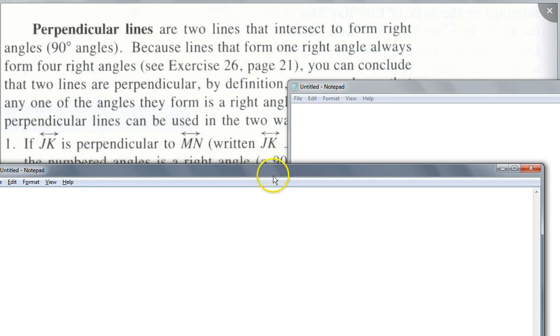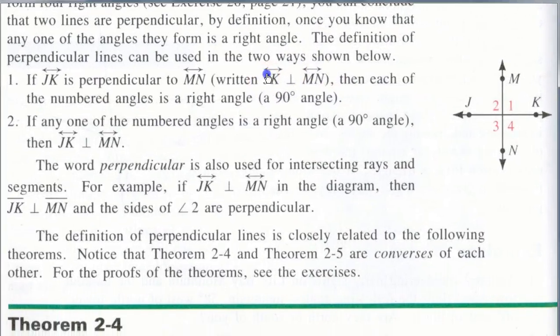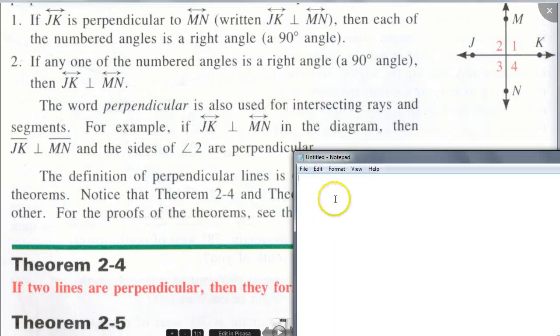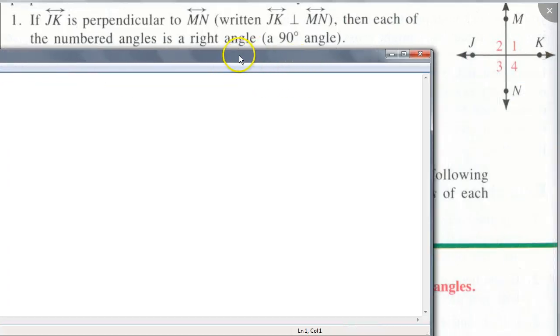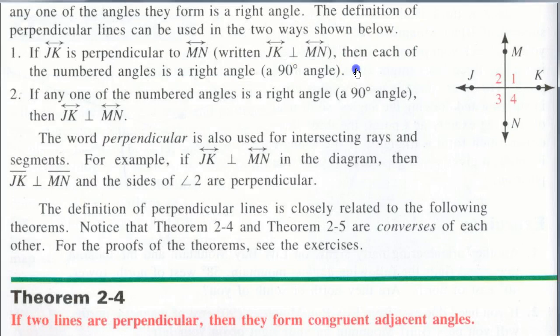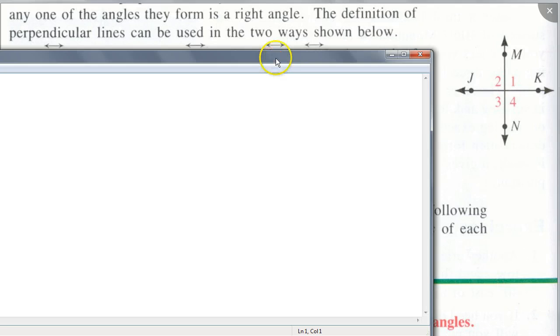So because we know this, we could actually use this definition in two ways. This is something you should know. So how do we use this definition? Write this down and draw the picture. So here, the definition of perpendicular lines can be used in two ways shown below. And what are the two ways?